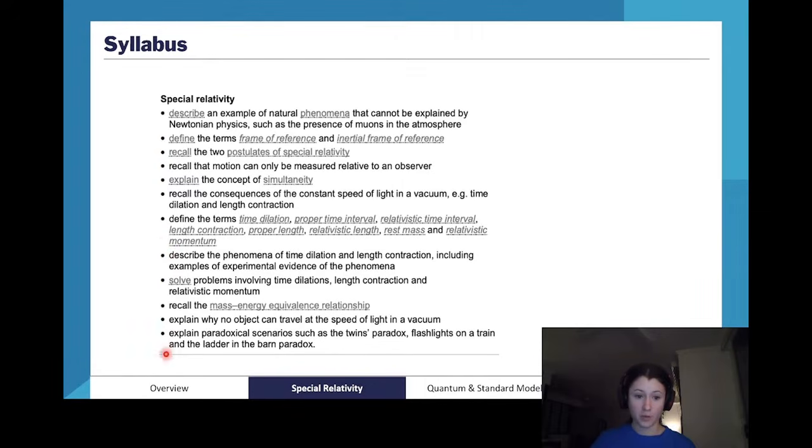There are a few solve dot points. You need to be able to solve problems involving time dilation, length contraction, and relativistic momentum. You also need to be able to describe time dilation and length contraction. And then you also need to be able to recall the mass-energy equivalence relationship, explain the universal speed limit, and also explain our three paradoxes. So this is the content that we're going to be going over today.